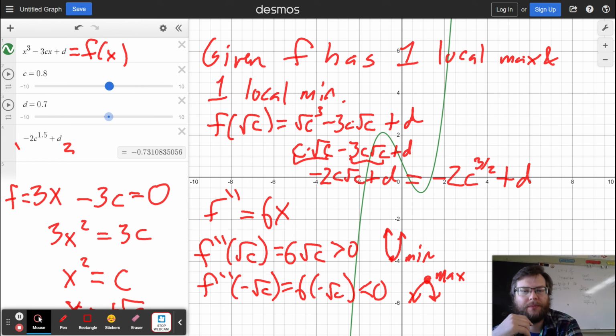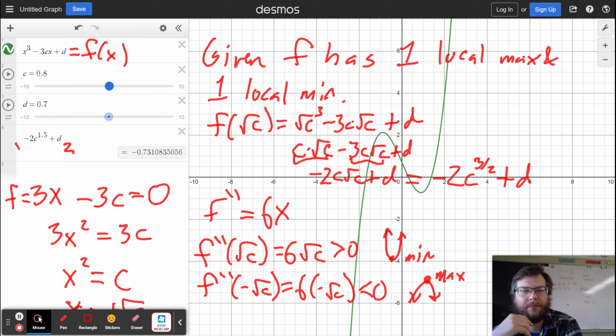So let's do this. Let's clear the whole screen. Okay, so what I have is that if d equals 2c to the 3 halves, then my local min is equal to 0. And that also implies that there are two x-intercepts.